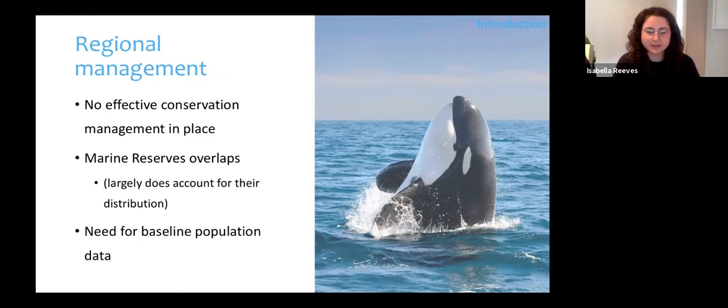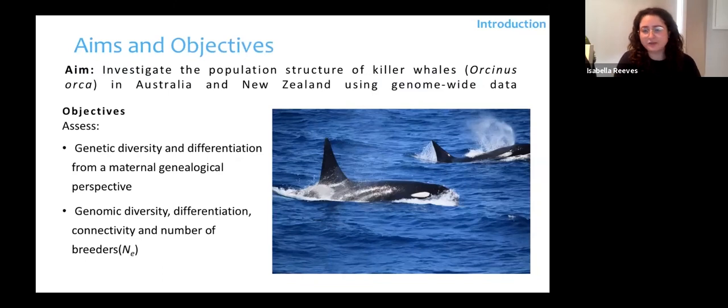So what we wanted to do was look at, first of all, how many populations of killer whales there were. And because they're so rare and elusive, we wanted to use a genomic approach. So the aim of this paper was to investigate the population genomic structure of killer whales in Australian and New Zealand waters using genome-wide data.